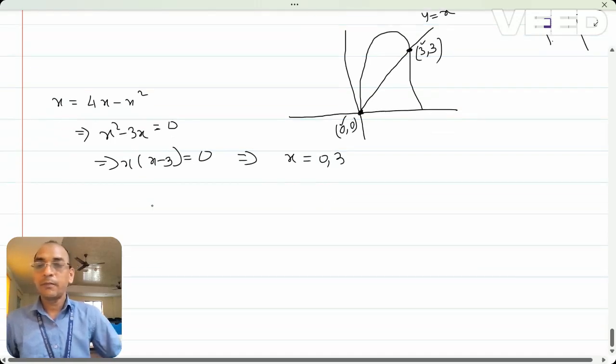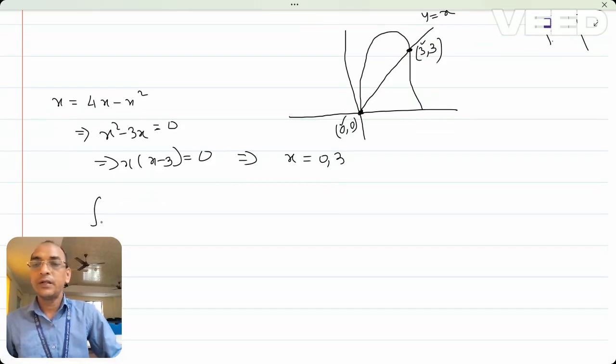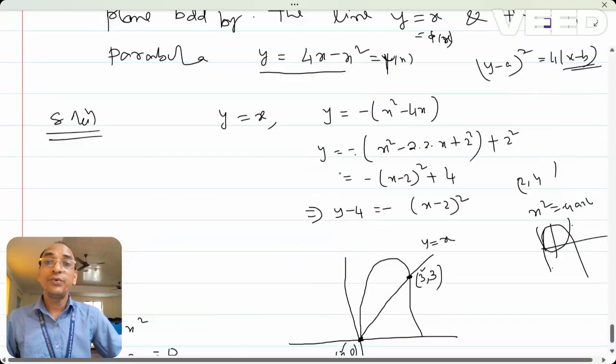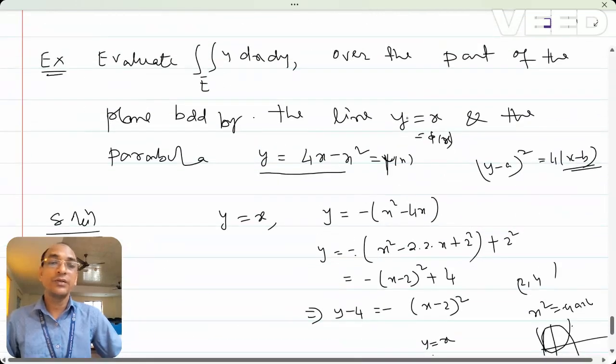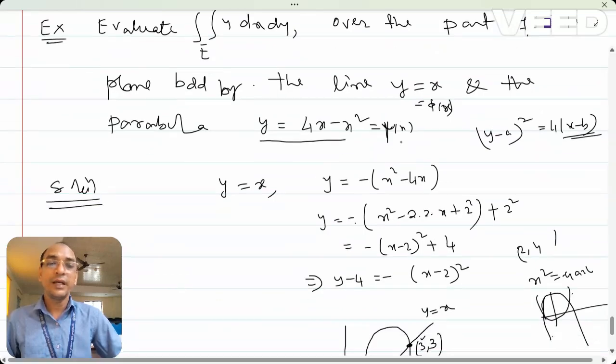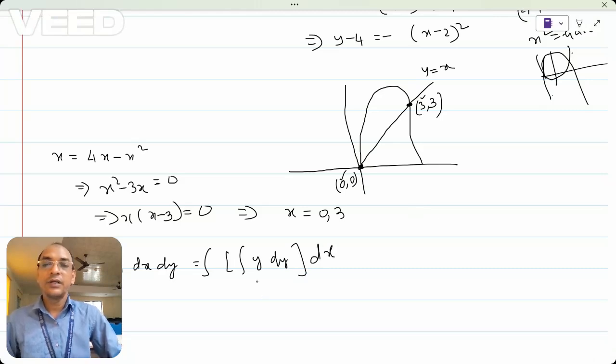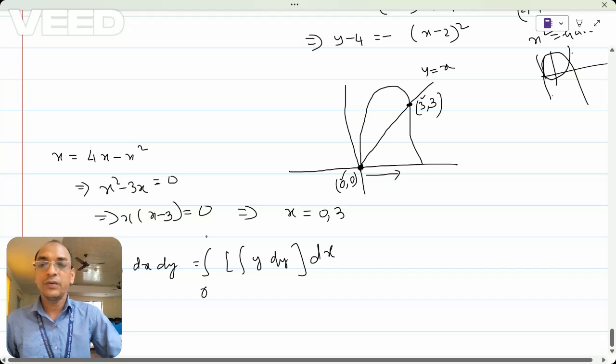So the double integral over R of y dx dy will be nothing but integration. We will put y inside because we know the limit of y as a function of x. So here we will have y dy then dx. So limit of x, you see, limit of x means left to right. Here limit of x is 0, here limit of x is 3. So we can put here 0 to 3.